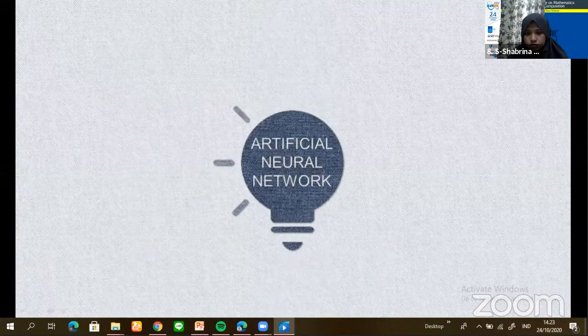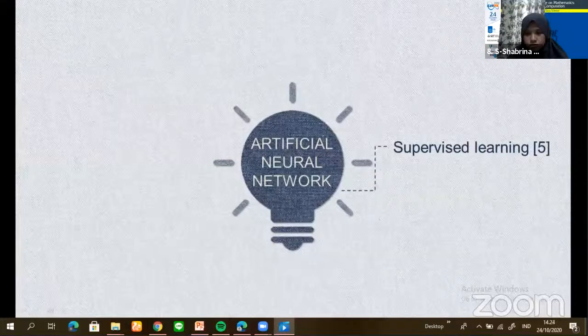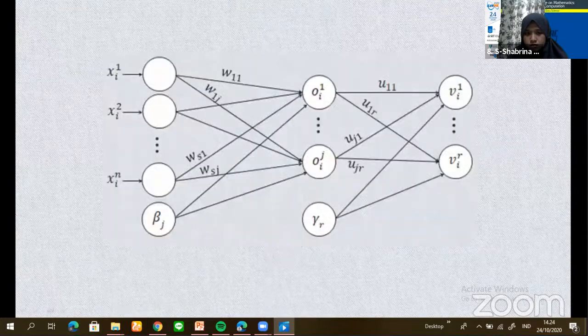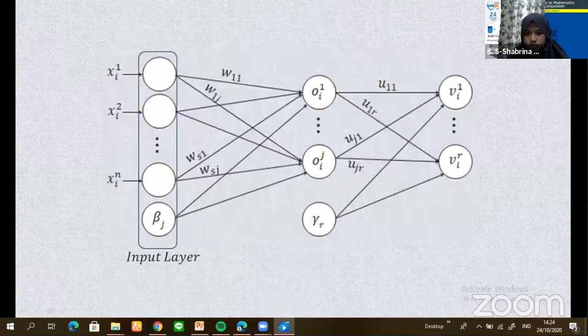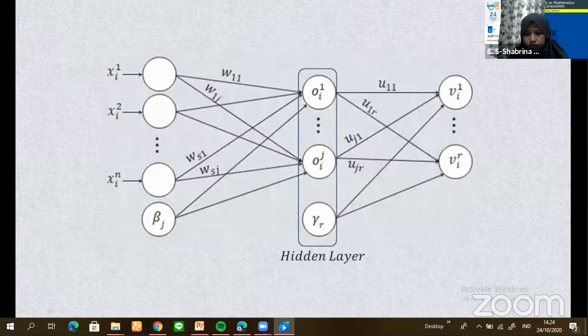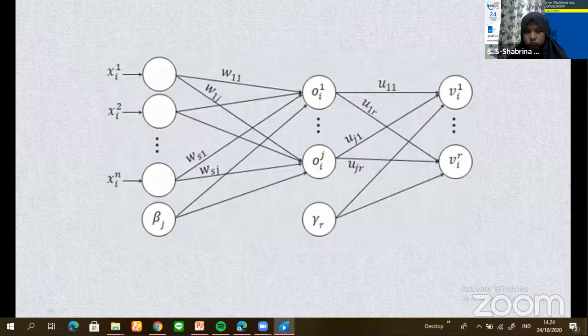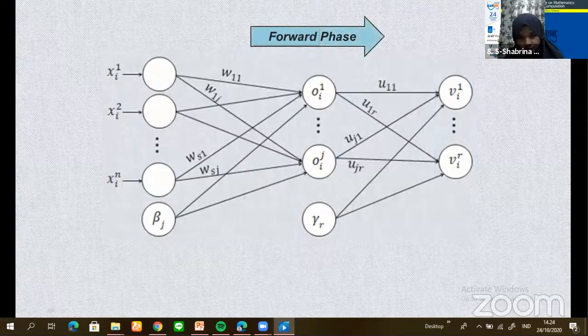Next is discuss about Artificial Neural Network or ANN. ANN is a supervised learning method which is very popular. It has a self-learning ability that allows them to get a better result when more data is available. The structure of ANN generally consists of three parts, namely the input layer, the hidden layer, and the output layer. The number of hidden layers in ANN can be more than one. The training process of ANN is divided into two phases. The first is forward phase and the second is backward phase.